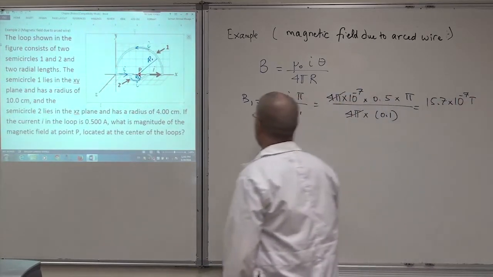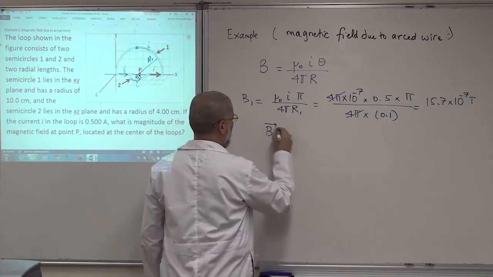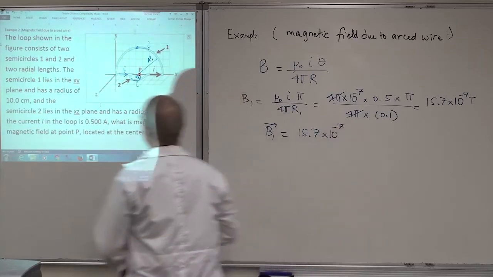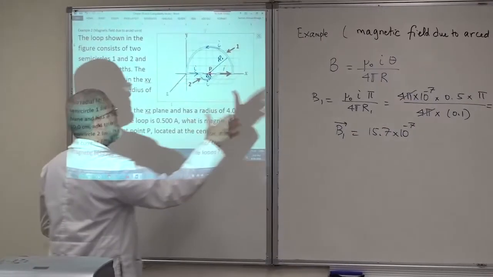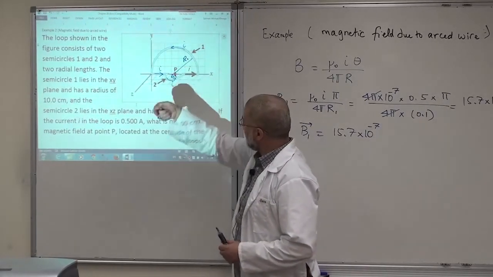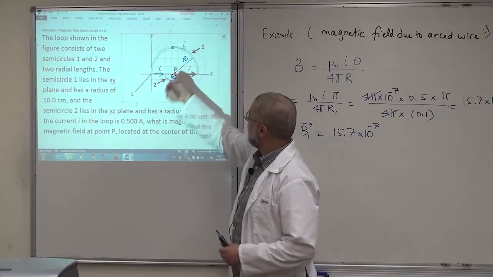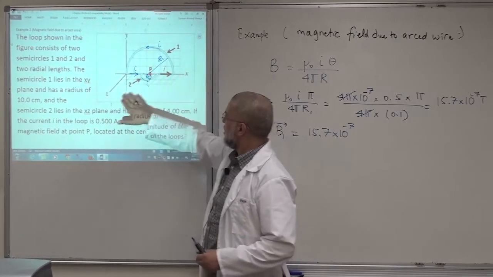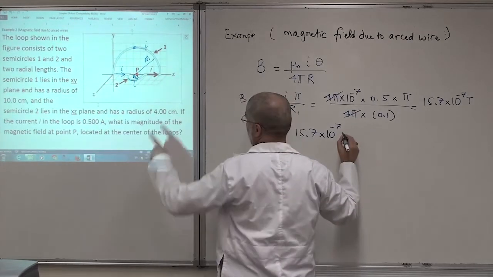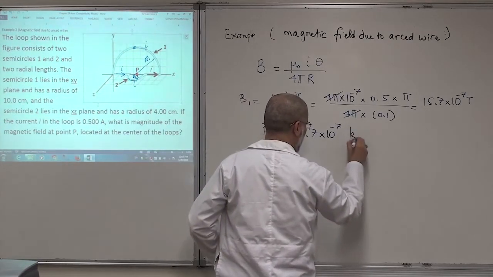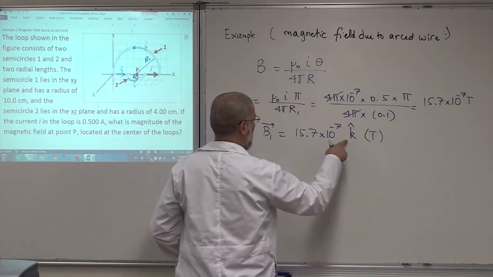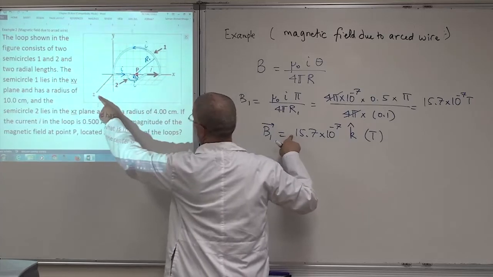That's the magnitude. Now, if I want to write it as a vector, B1 will be 15.7 to the power minus 7. Now, I have to write its direction. So the current is in this direction, so the magnetic field at this point is pointing in this direction here, B1. B1 is pointing outside, which means parallel to the z-axis, and in the positive z. So I have to write here K like this, and then Tesla, the units. That's the direction of the magnetic field, plus, along the positive z.